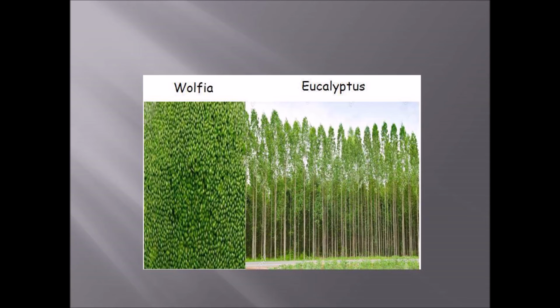The next topic is angiosperms. So what are angiosperms? Angiosperms are the flowering and fruiting plants. Those plants that can give flowers and fruits are called angiosperms. These two trees are examples of angiosperms: Wolffia on the left side and eucalyptus on the right side. These two plants are considered to be examples of angiosperms.